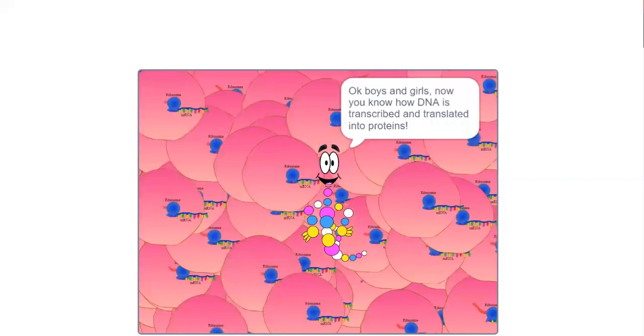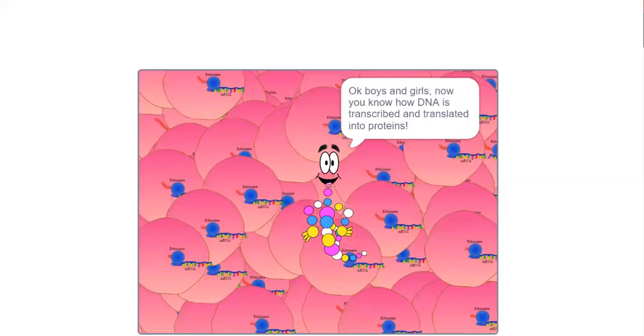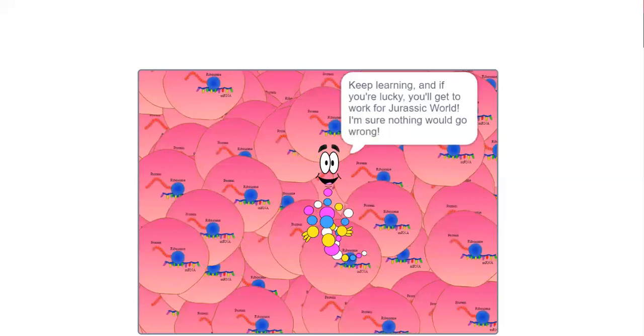Okay, boys and girls, now that you know how DNA is transcribed and translated to proteins, if you're lucky and you keep learning, you'll work for Jurassic World. I'm sure nothing will go wrong.